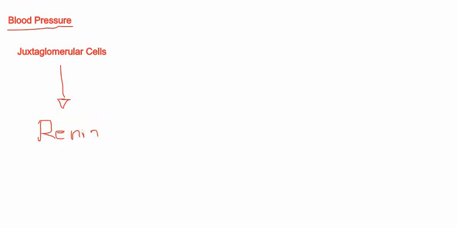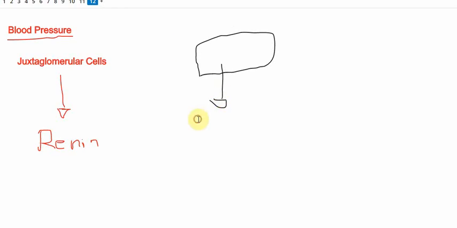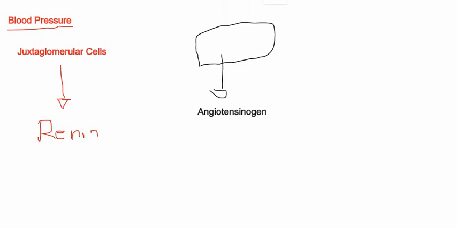And your liver is going to be secreting what's called... So that's a pretty bad drawing of a liver, but let's say that's a liver. Your liver is going to be the source of creating blood proteins. So many proteins that are found in the blood typically come from the liver. So your liver is going to secrete what's called angiotensinogen. And so angio typically refers to blood vessels.